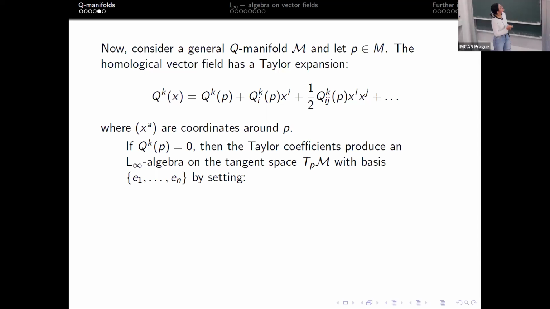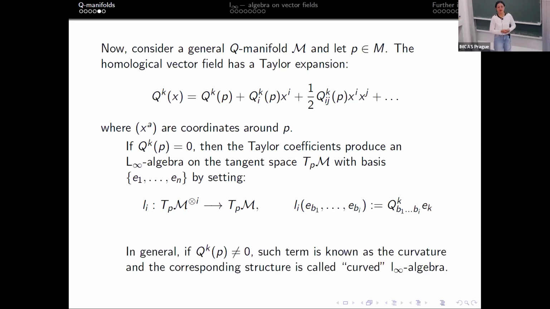So the prescription is as follows. We just set a basis on the tangent space at the fixed point, and we define the L-infinity brackets by this formula. So we just extract the coefficients for the Q field, and we define the action on the vectors in this way. So given this formula, we can show that this satisfies the conditions in the definition of L-infinity algebras.